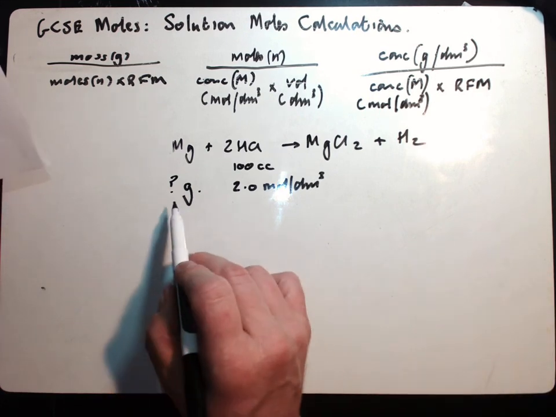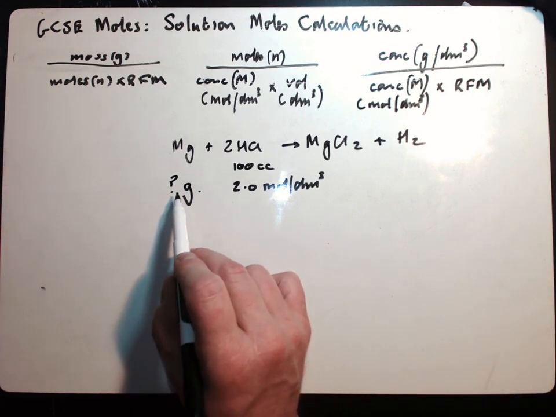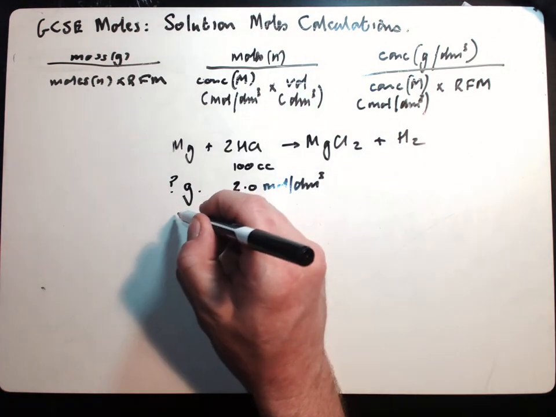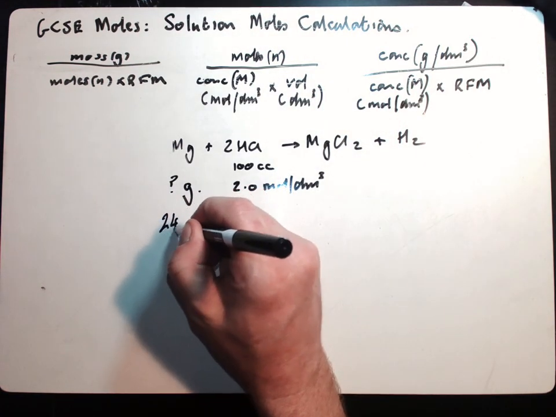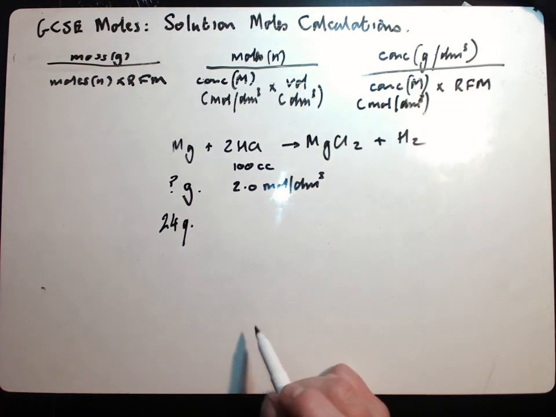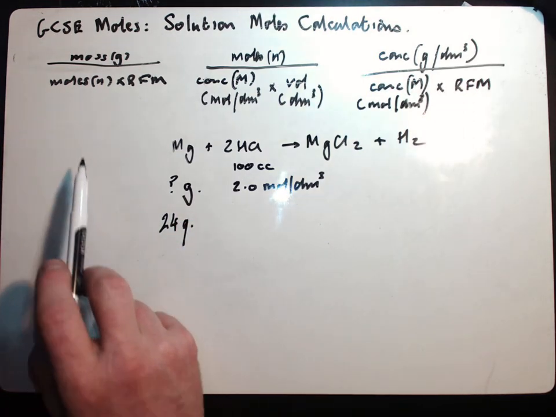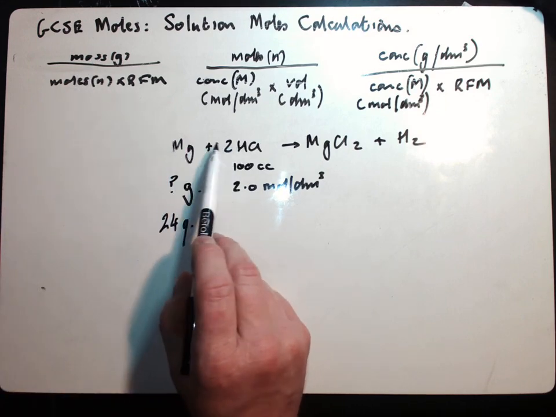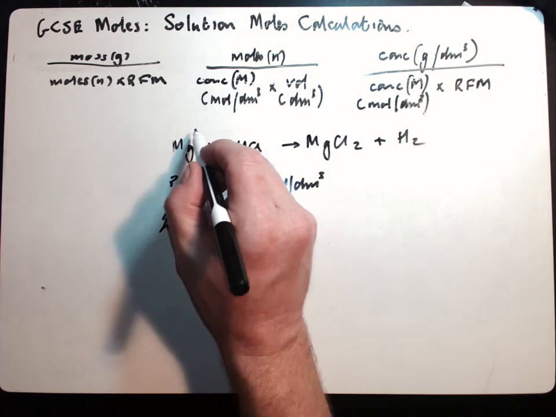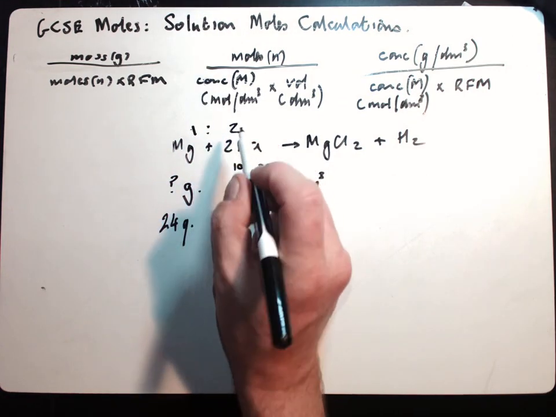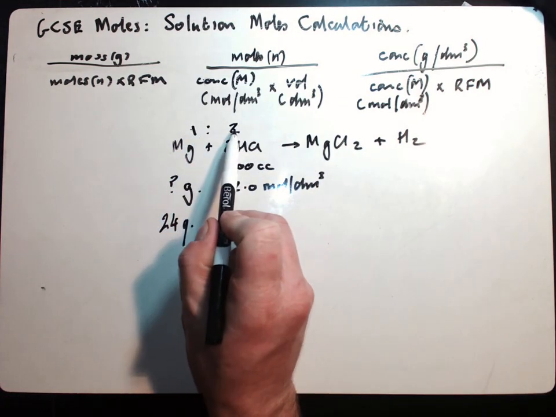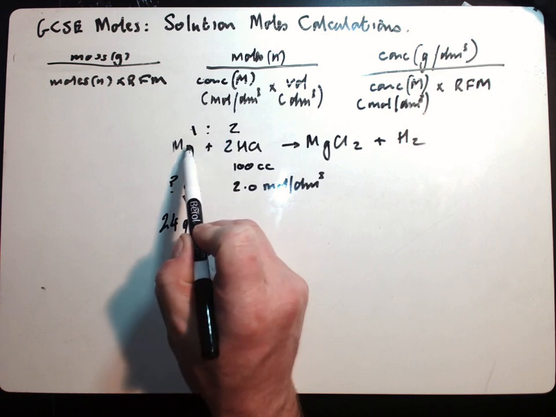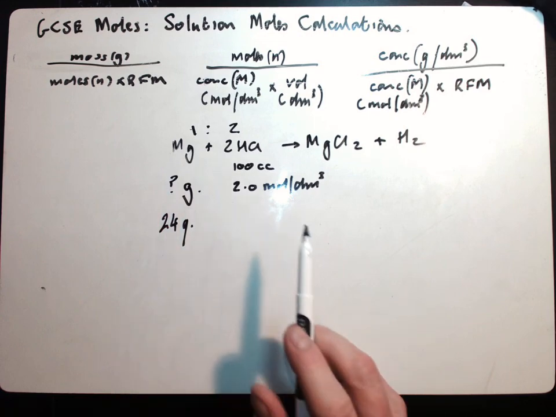Okay, so in order to get grams here, which is of course mass, I need moles and I need RFM. RFM of magnesium we just get from the periodic table, group 2, it's 24 grams. Of course I need moles. I can't get moles unless I've got mass, but I can get moles indirectly by using the ratio. So just very quickly, remind yourself of the ratio here. 1 mole of magnesium requires 2 moles of hydrochloric acid. So if I have 2 moles of hydrochloric acid, I need 1 mole of magnesium to react fully with it.